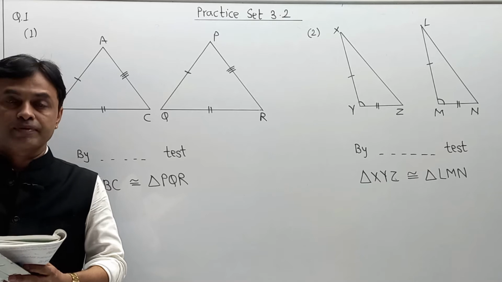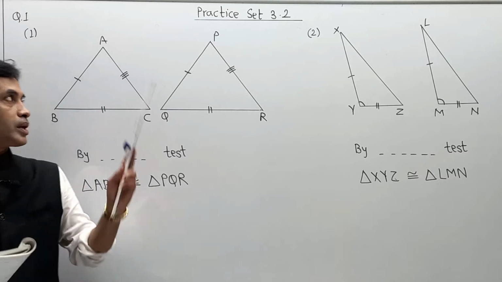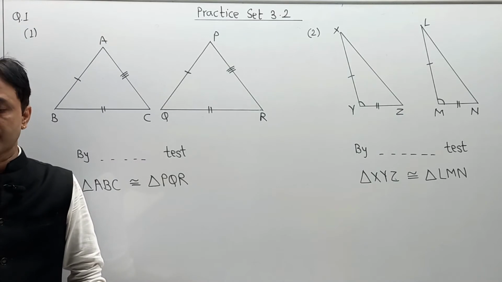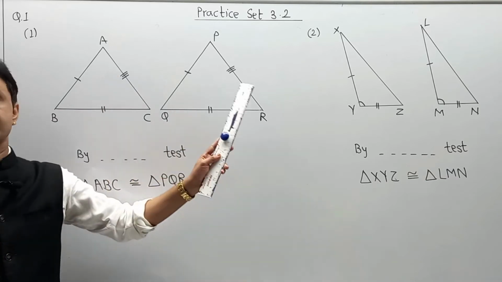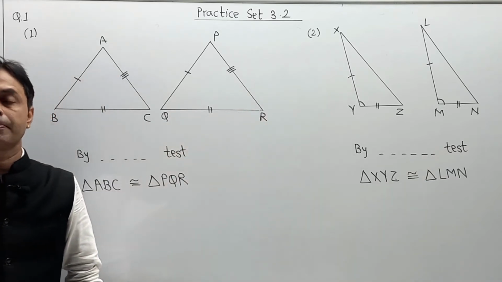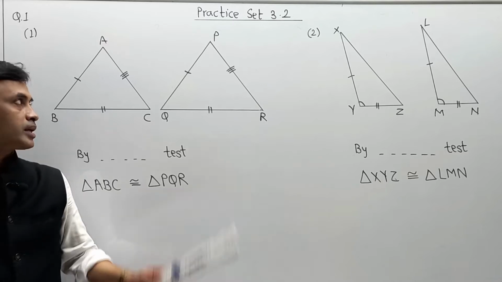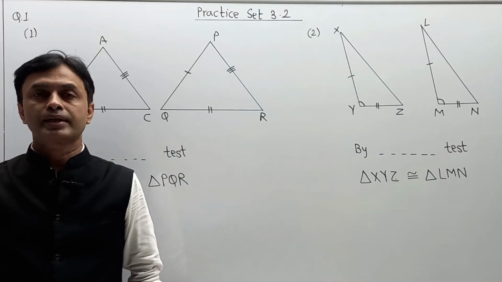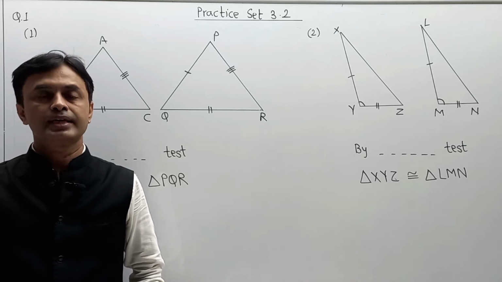In each of the examples given below, a pair of triangles is shown. Equal parts of the triangles in each pair are marked with some sign. When triangles are given, equal parts are marked with the sign. Observe the figure and state the test by which the triangles in each pair are congruent. We have to observe the diagram of the pair of triangles, and by the markings, state by which test these two triangles are congruent, and write the name of that test. That is the question over here.